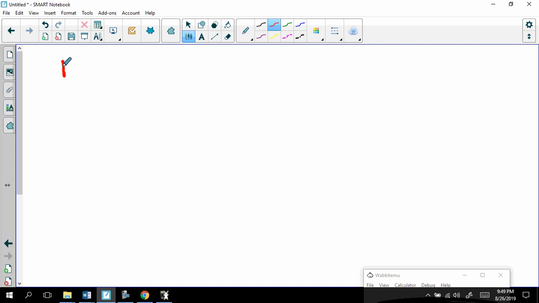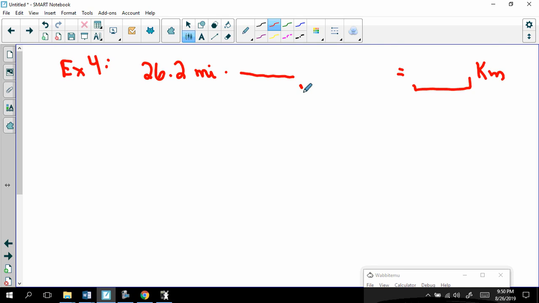So example 4 is 26.2 miles, and we just simply want to convert it to kilometers. So here's the deal. Mr. Jensen, that was my teacher, taught me this game: we have miles, and we want kilometers, so kilometers. And in 1 mile, there's 1.6093 kilometers. I looked it up in the table. The miles cancel, therefore I'm done.